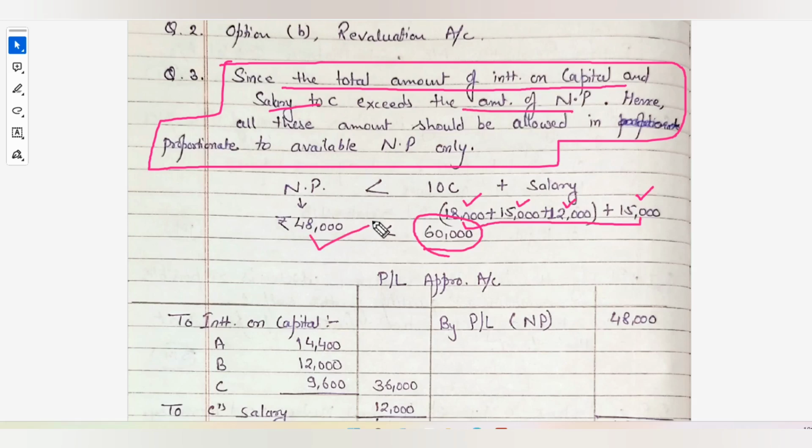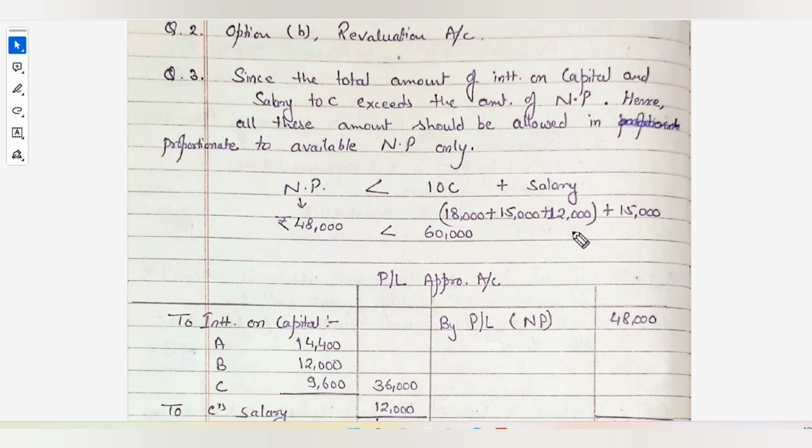That means in this case the net profit is not sufficient up to the amount of appropriation. So that is why this question is very tricky one. It seems to be very easy, but because of that trick, this question is very uncommon and very important also. So whenever the amount of all the appropriation, that is in this case interest on capital and the salary, exceeds the amount of available net profit, then we have to adjust all the details in proportion to the available net profit.